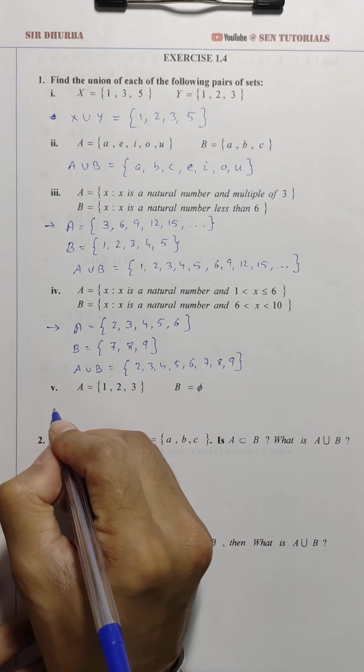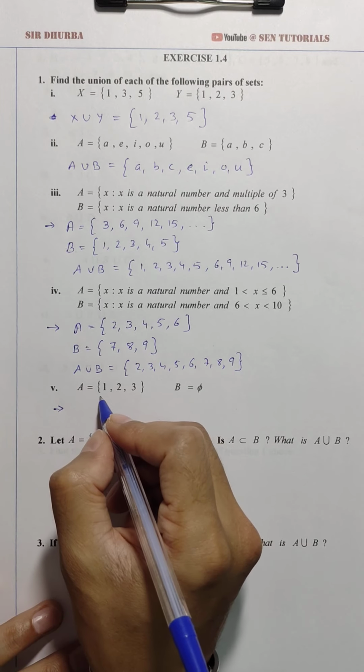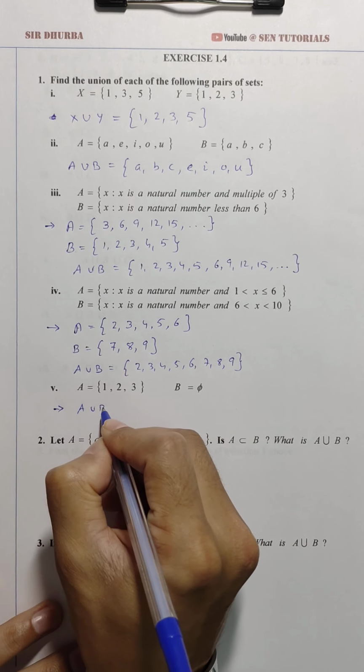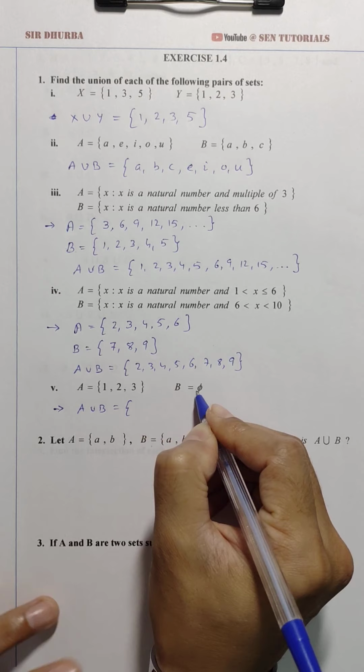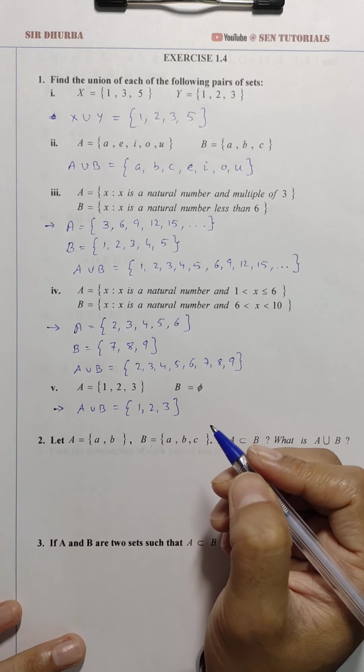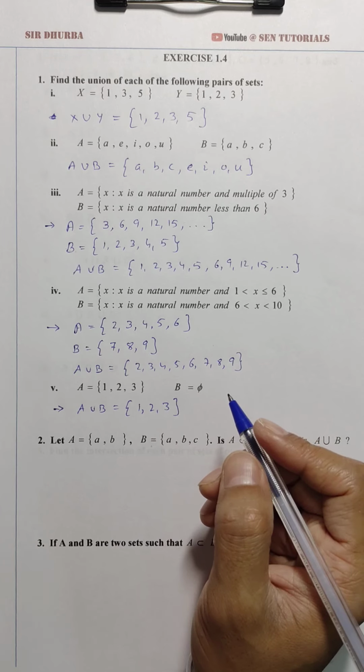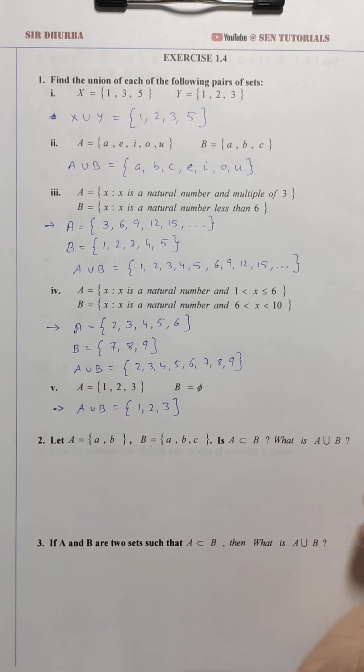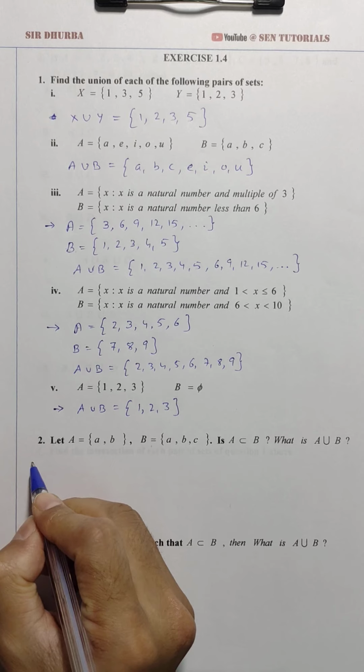All right. Here we have the set A and set B. That's very simple. Set B is an empty set, so set B will not be contributing any elements. So A union B will simply be 1, 2, and 3. All right. And next, number 2.